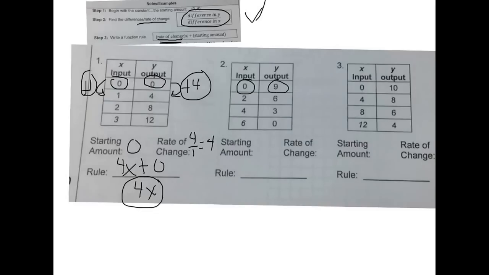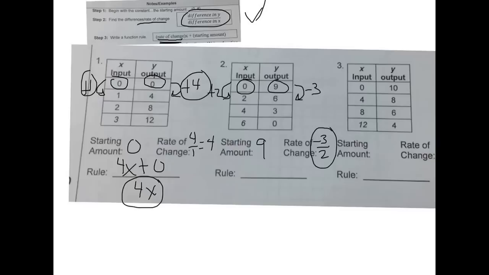0 goes with 9, so that's our starting amount. Our rate of change is found by looking at the differences over here. From 9 to 6 is down 3. From 0 to 2 is up 2. So our rate of change is down 3 over 2. If this could be simplified, we would simplify it, but it cannot be simplified.